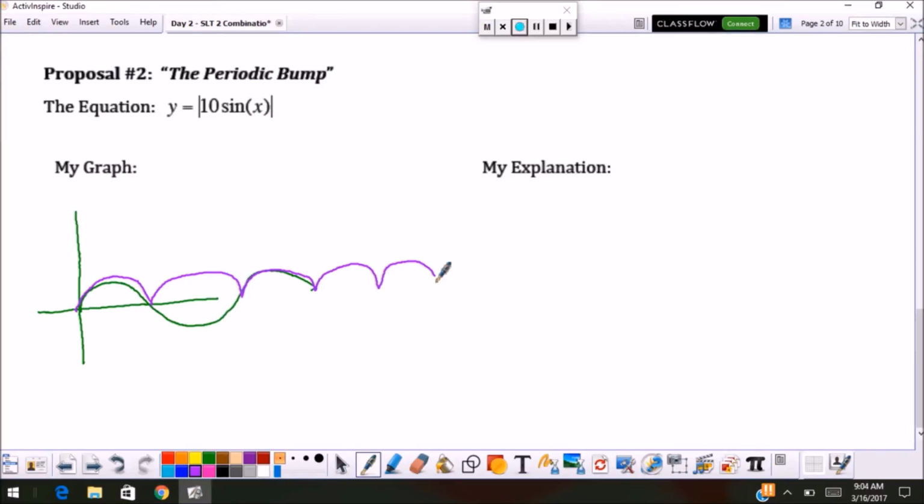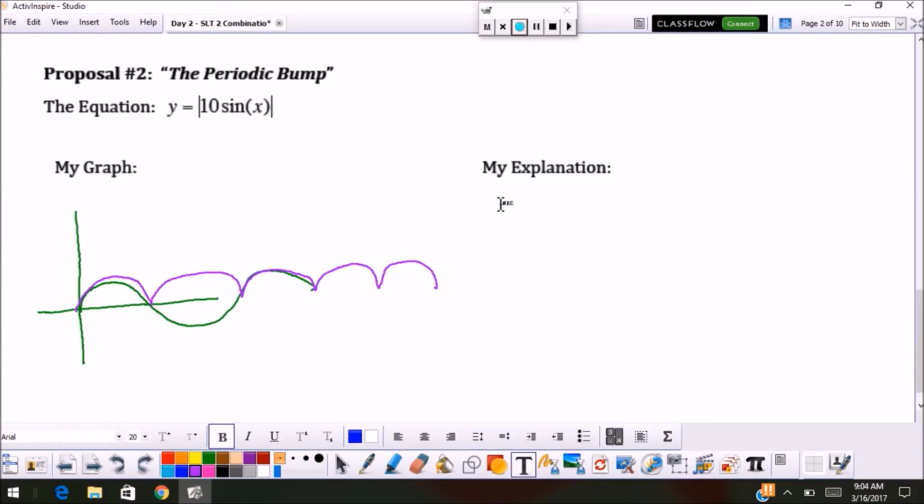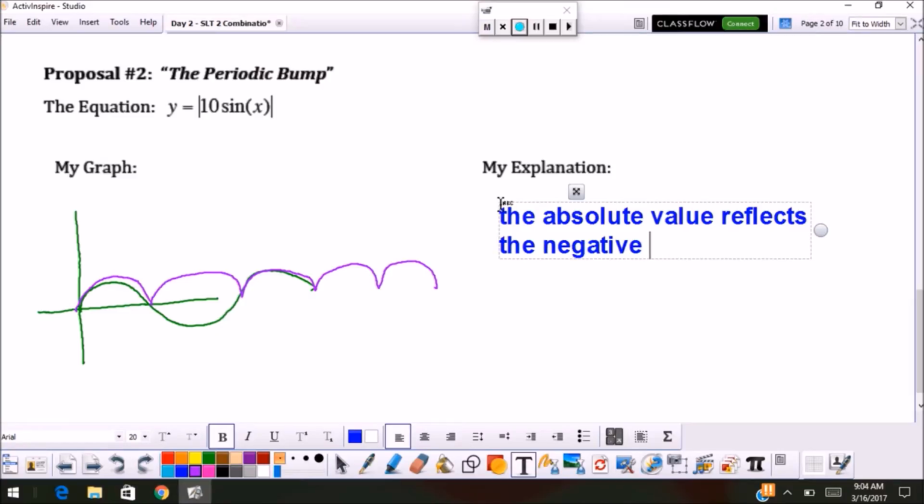And my explanation is going to just be: the absolute value reflects the negative y values over the x-axis.